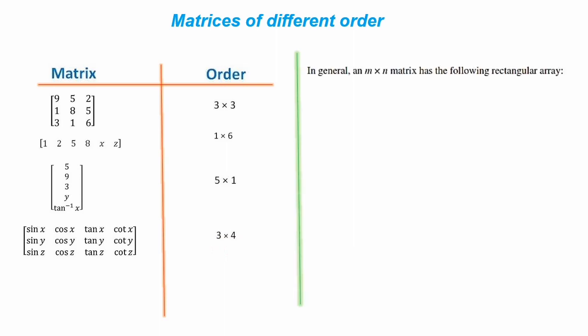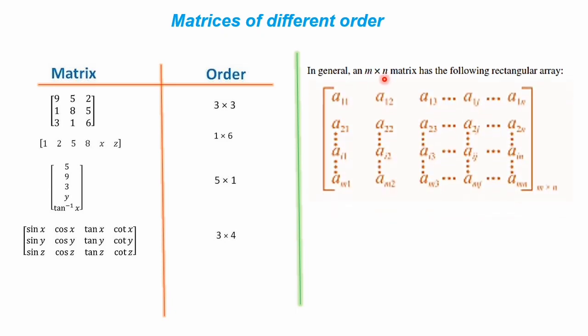Next, the general form we will discuss. In general, an M by N matrix has the following rectangular array. M by N: the first represents the number of rows, the second represents the number of columns. M number of rows and N number of columns. A general way of representing a matrix of order M by N is A11, A12, A13, etc. up to A1N. A21, A22, A23, etc. up to A2N. Likewise, AM1, AM2, AM3, etc. up to AMN. So, M rows and N columns. This is the general representation of a matrix.